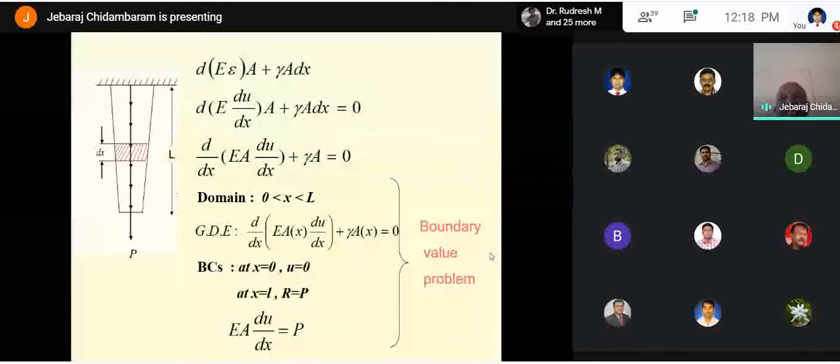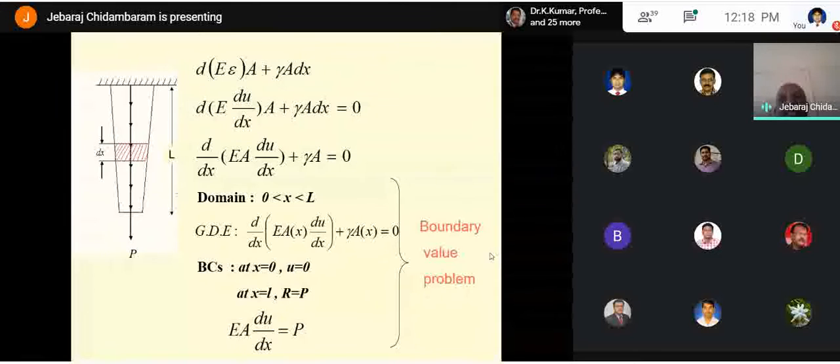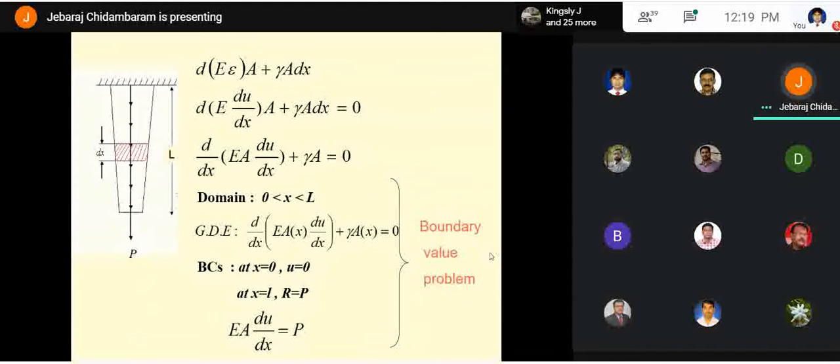What is epsilon? Epsilon is strain. What is strain? Change in length by original length. Original length is dx. We are talking about a small segment dx. So E into du by dx into A plus gamma into A into dx. I'm rewriting that, taking that A inside. So d by dx of EA into du by dx plus gamma into A is equal to 0. This is the equation which defines that the small segment is under equilibrium because of the force equilibrium.